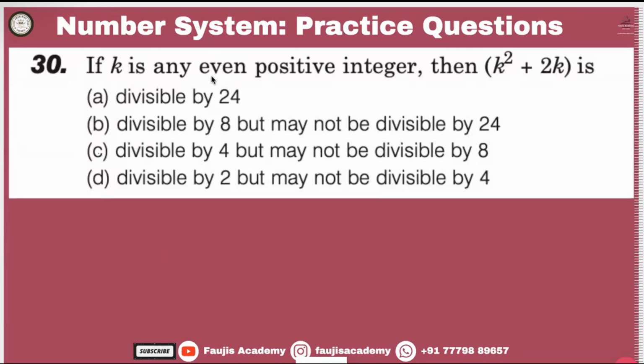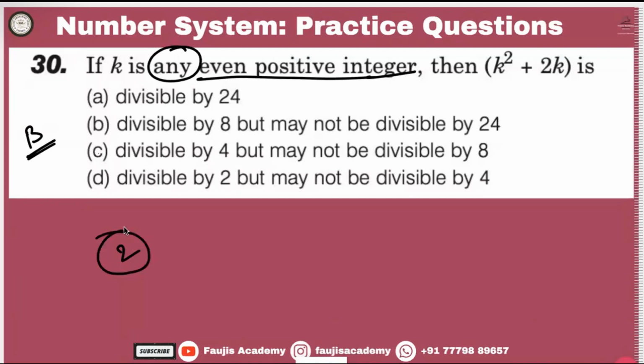Even positive integers. What do you mean by even and positive and integers? Is 2 an even positive integer? If k is even, that's correct. So 2 is the smallest even positive integer.